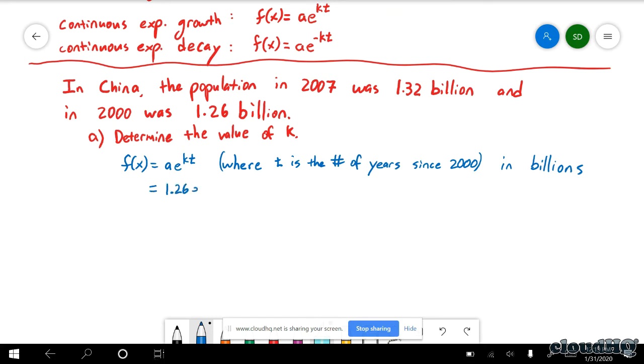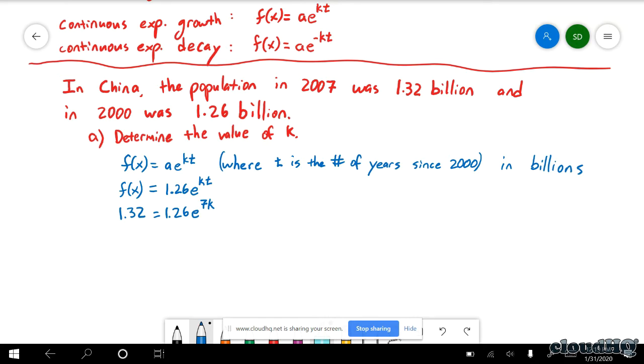So 1.26 times e to the power of k times t, and we have the f of x here. So what else do we know? Well, we know what the population was in 2007. So that would mean time was 7 years. So 7k is what our exponent would be. And we know in 7 years it was 1.32 billion. So we know that's on the left side of the equation.